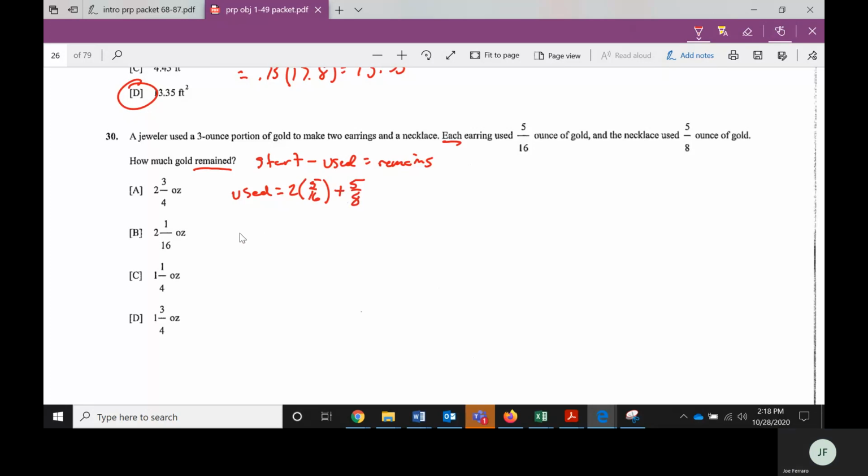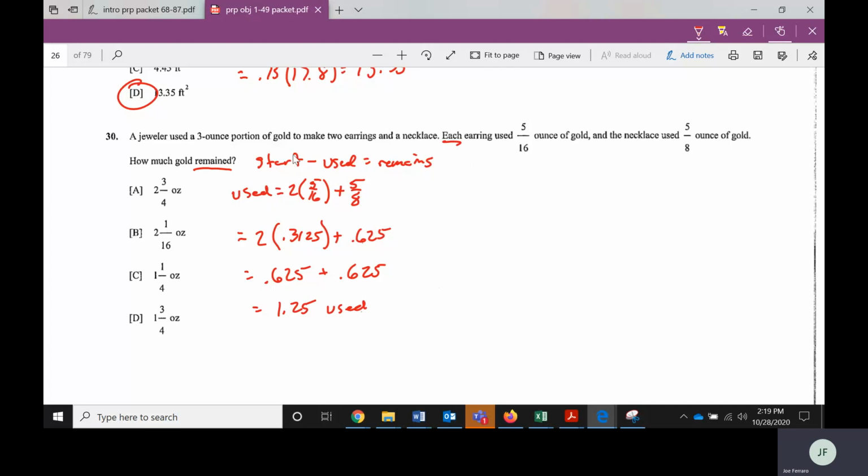All right, so if you don't like working with fractions, this might be one of the ones I don't think I'll redo all the problems doing fractions later, but some of them. But if you don't like fractions, change these to decimals. So take 5 divided by 16. It's 0.3125 plus 5 divided by 8. It's 0.625. So I'm going to multiply 2 times 0.3125, and it gets 0.625. So that's how much used for the earrings, plus 0.625, which is used for the necklace. I'm going to add them together, and that gives me 1.25. Okay? So that's how much is used.